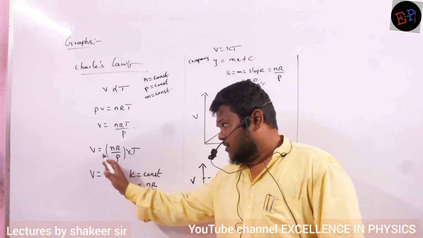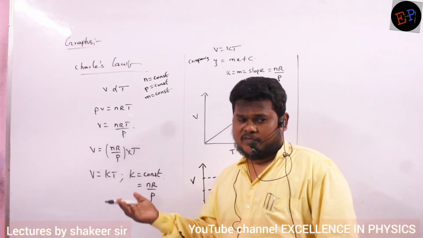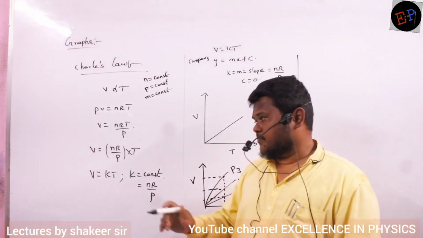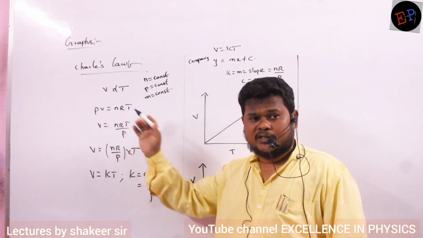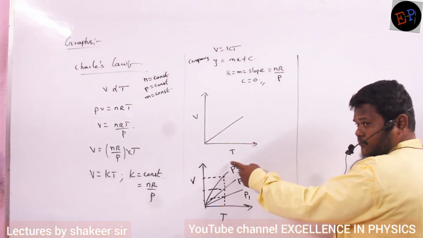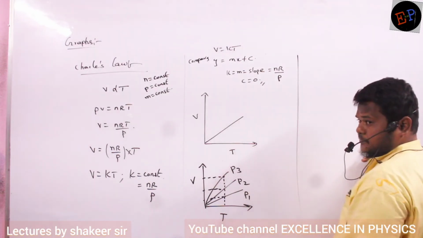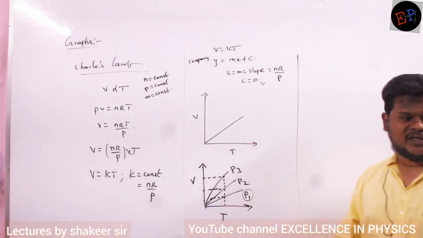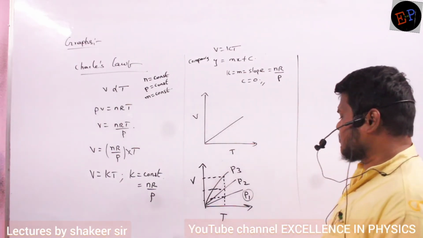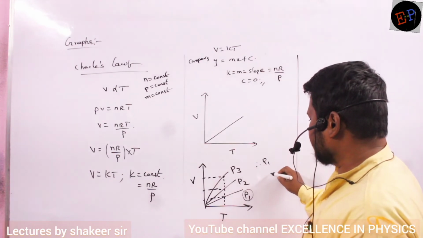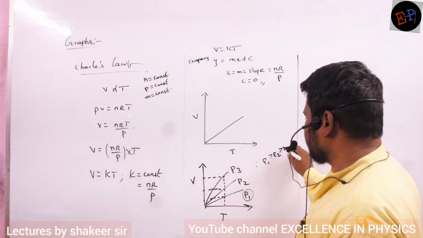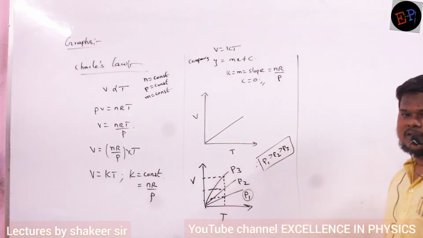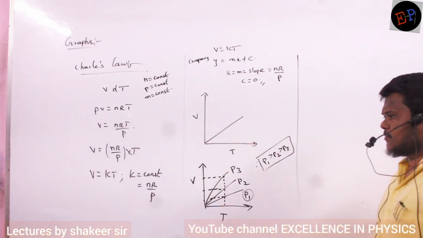See how V and P are related, directly or inversely? Inversely proportional. It means if pressure increases, volume should decrease. If pressure decreases, volume should increase. Volume is increasing, it means pressure is decreasing. Therefore, which one has the highest pressure? P1 has the highest pressure. So how can I draw the graph? P1 is greater than P2 is greater than P3. This is how I can draw the graph. Are you able to understand? That's all, very simple.